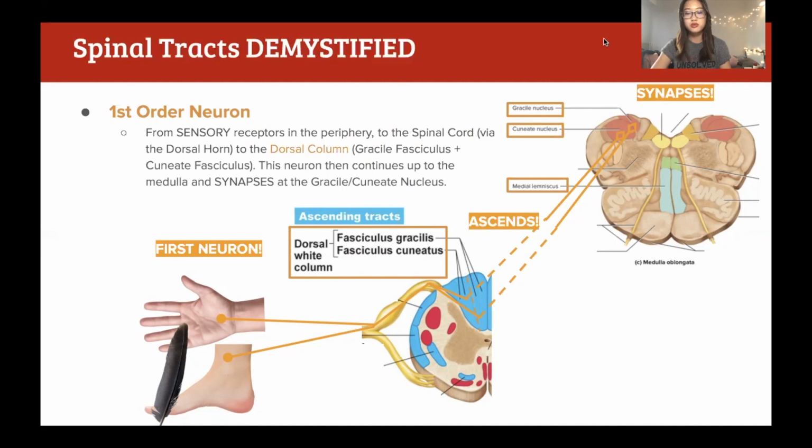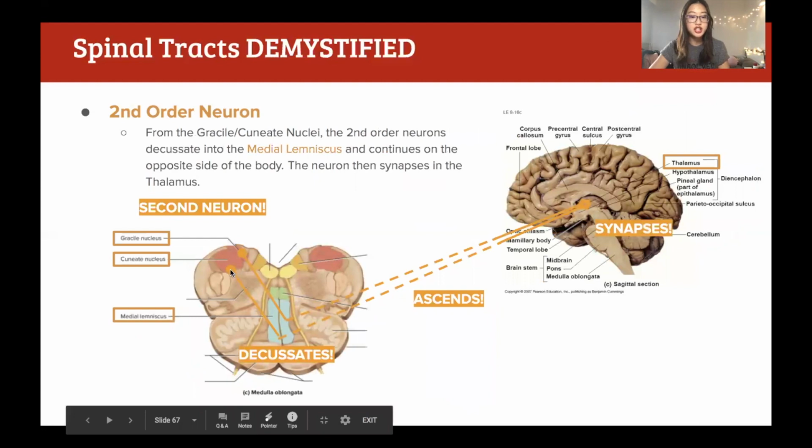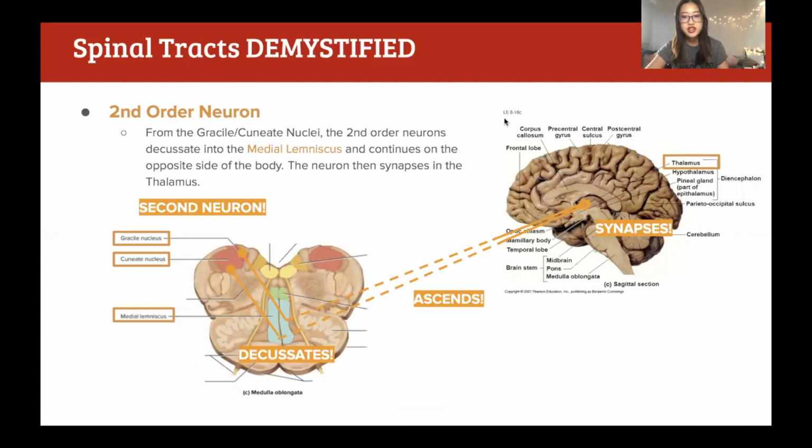Why do we call it a nucleus? Because it has a collection of cell bodies. Cell bodies from where, you guys might be asking? Well, cell bodies from the next bit, which is where the second neuron starts, and that's why you have cell bodies that are collected from the second nucleus.